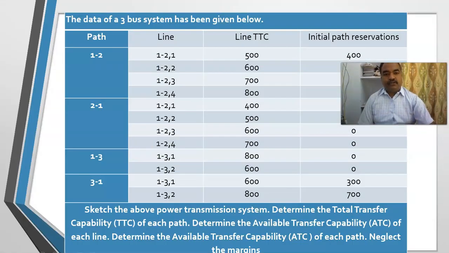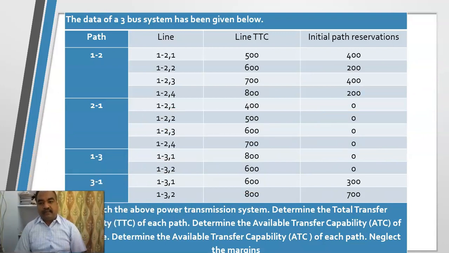Now we will move on to problem number 2. Shown on the board is a problem where there is a 3-bus system. If you carefully see, there is a 3-bus system, and it has different paths. Each path has a number of lines. So this path has 4 lines, this path has 4 lines, 2 lines, 2 lines. And for each line there is a TTC and initial path reservations, what we call existing transmission commitments.